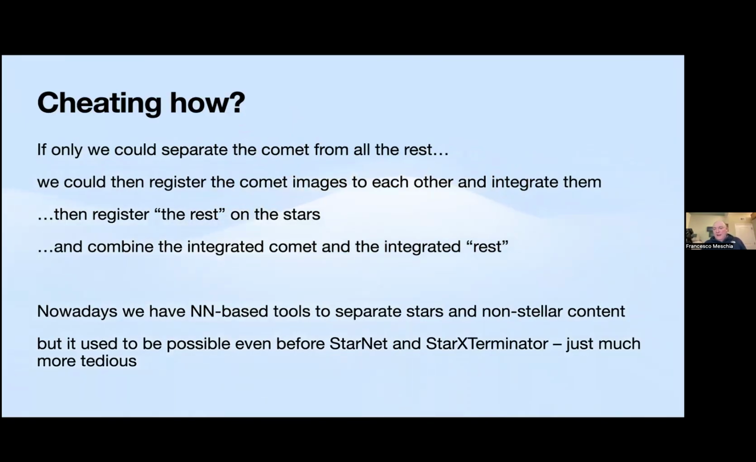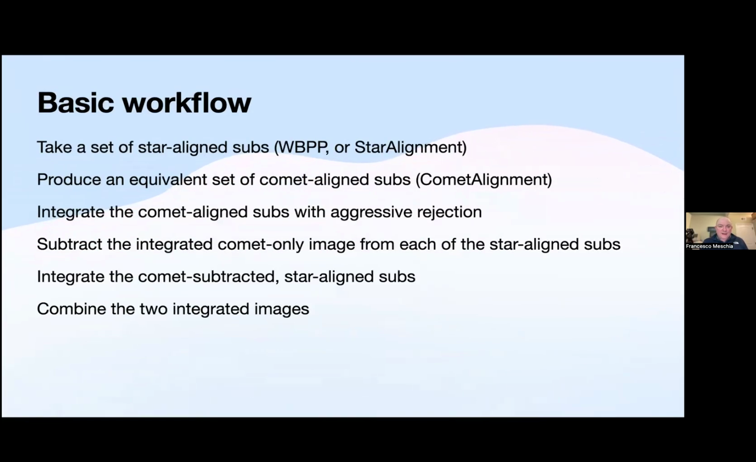Nowadays, the first thing that people think of is to use one of the neural network-based tools that we have, like StarNet++ or Star Exterminator, to separate the stars from non-stellar objects. But this used to be possible even before StarNet++ arrived. It is possible, it's just more tedious, and it leverages some properties of the images that you can collect when the comet moves at a different rate from the stars. Let's see in some more detail how.